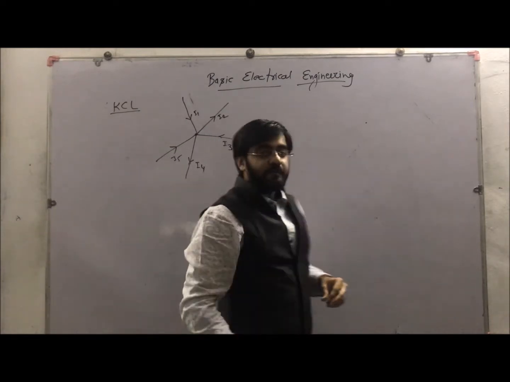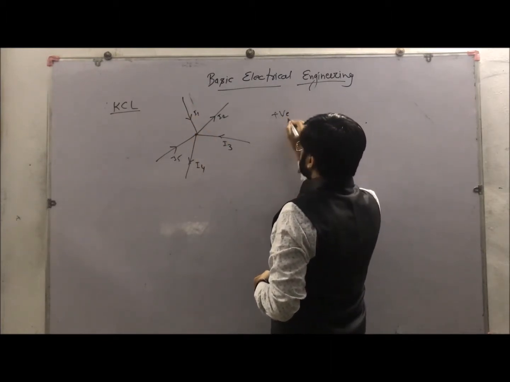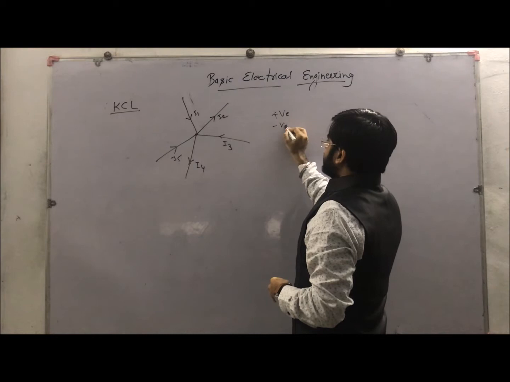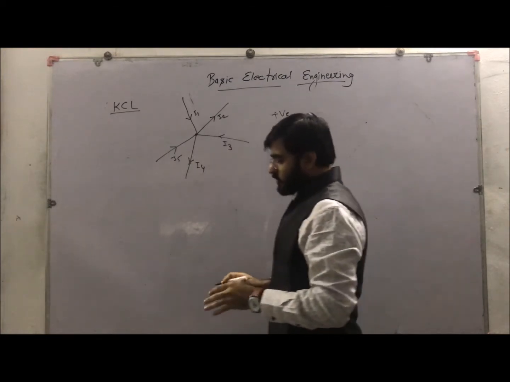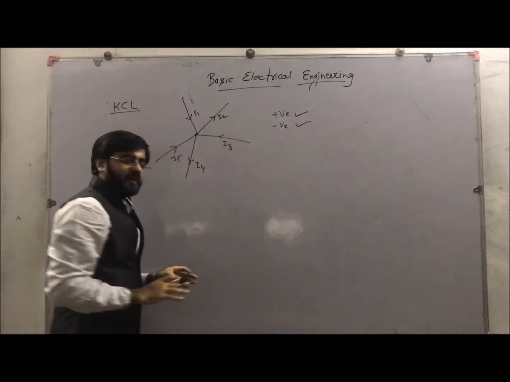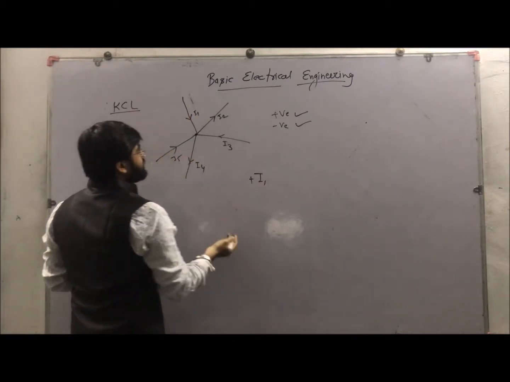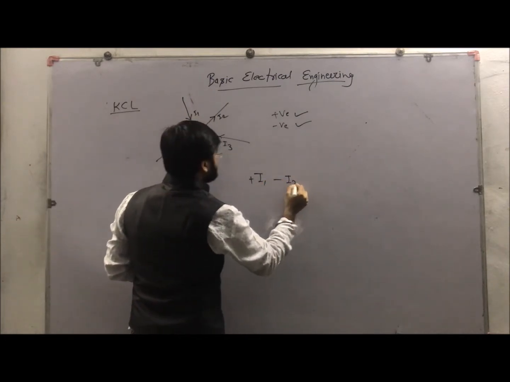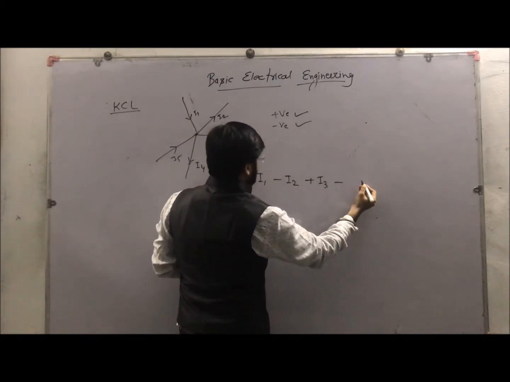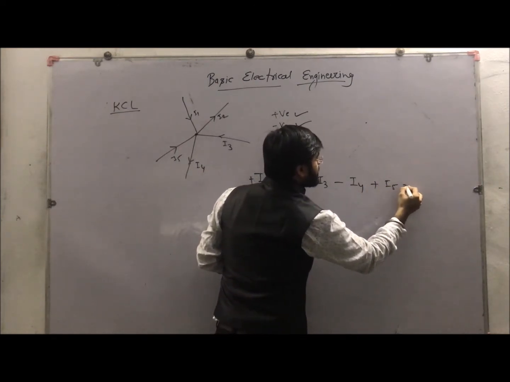Now if you take all the currents coming towards as positive, there is no problem. You can also take all the coming currents as negative, but you have to be consistent. Let me take positive for coming currents. So the coming current is I1, that means positive I1. Outgoing current, that means minus I2. Coming current, positive I3. Outgoing current, minus I4. And the coming current plus I5 is equal to 0.